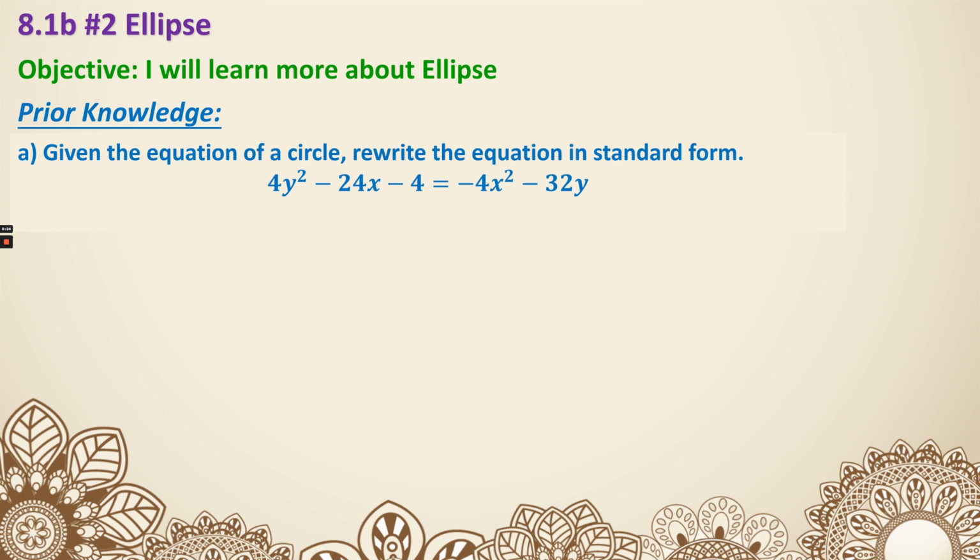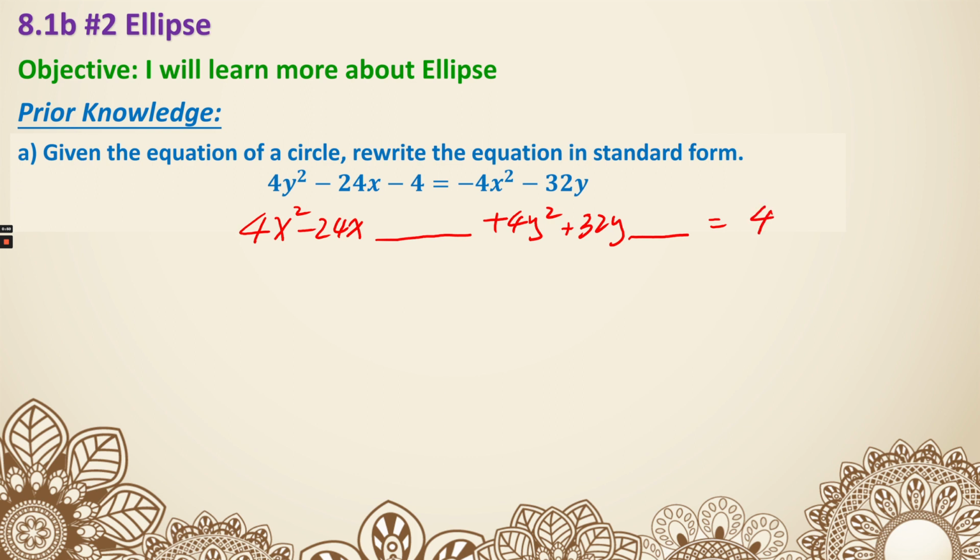We're going to rewrite this equation in standard form. In order to do that, the first thing we need to do is to move all the x and the y's on the left side so that we can complete the square. 4x squared minus 24x, let's leave a space for that, plus 4y squared plus 32y, leave a space. We're going to need to move the 4 to the other side.